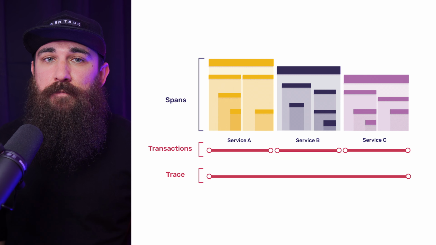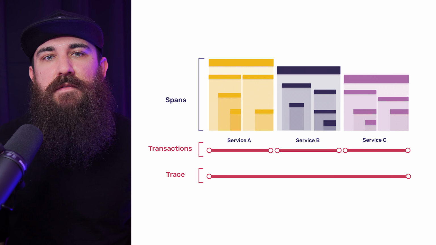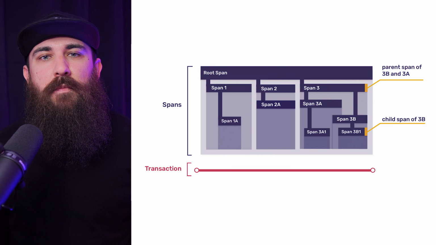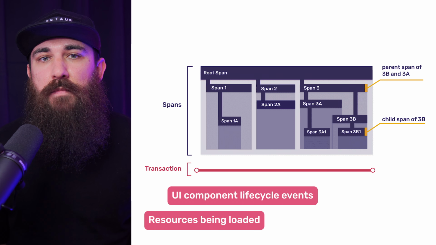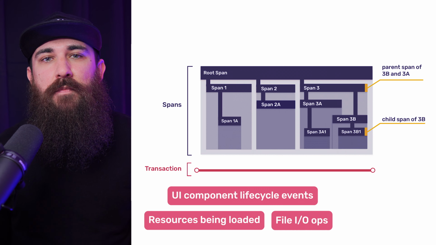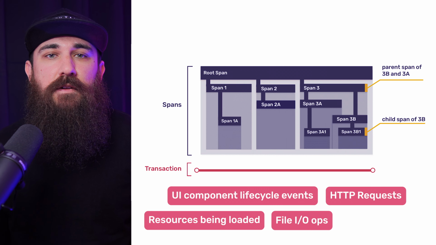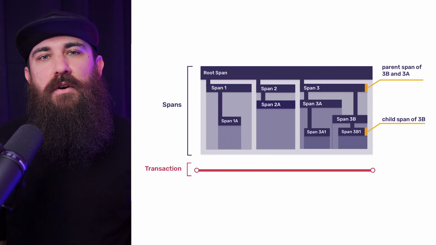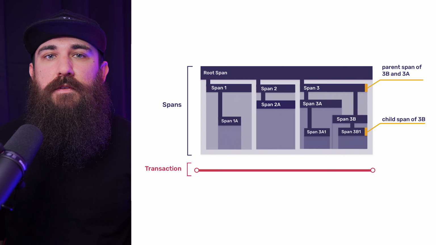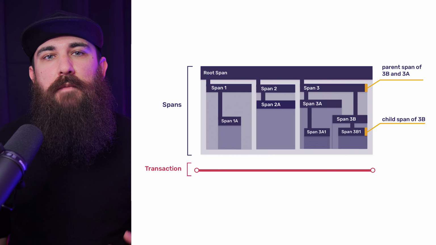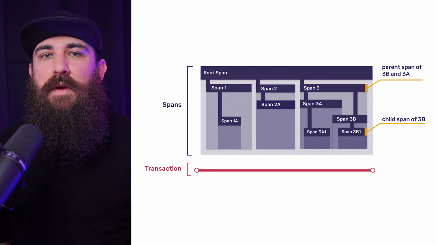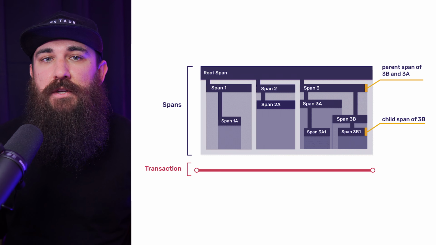And what is a span? Let's zoom in on the second service here. Spans are the atomic unit of work, like individual resources being loaded, UI component lifecycle events, file I/O operations, requests made to external services, etc. Because a transaction has a tree structure, top-level spans can be broken down into smaller spans, mirroring the way that one function may call a number of other smaller functions.